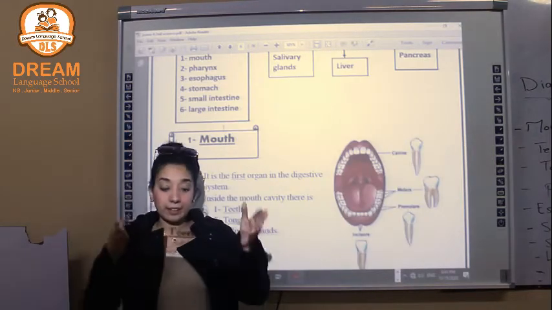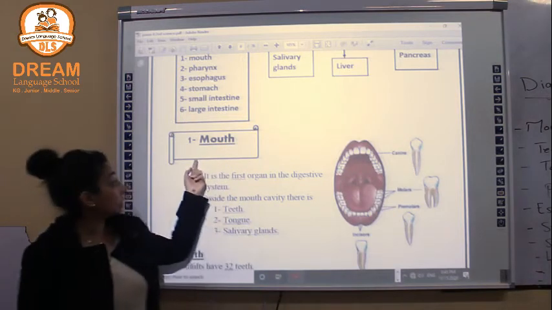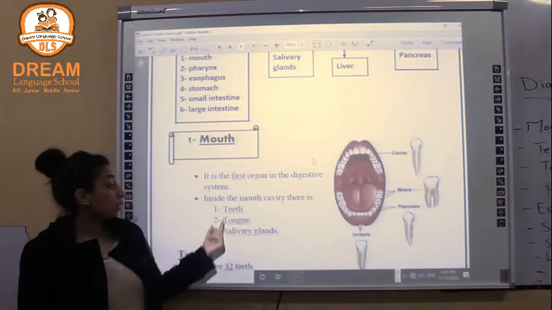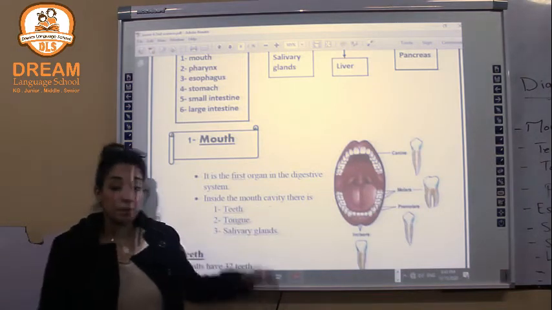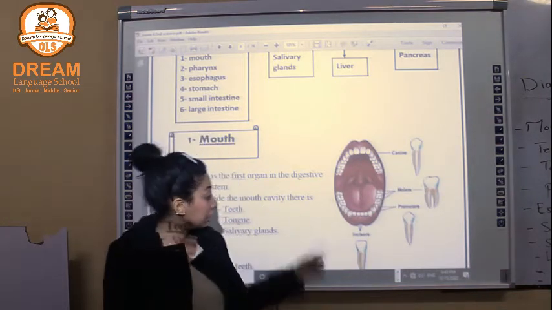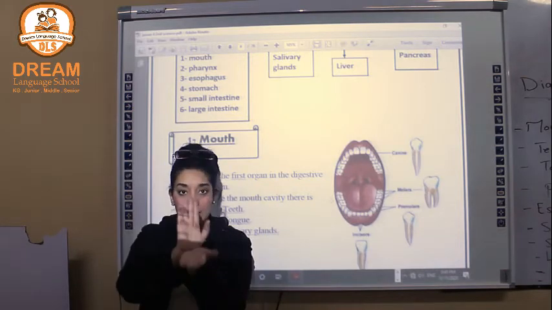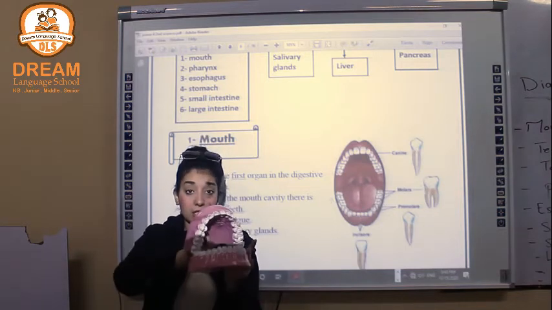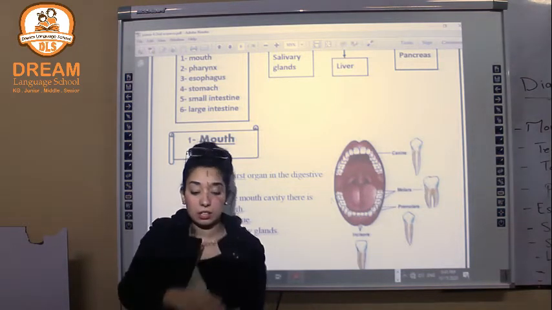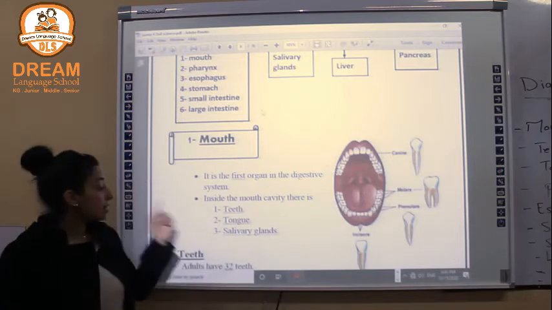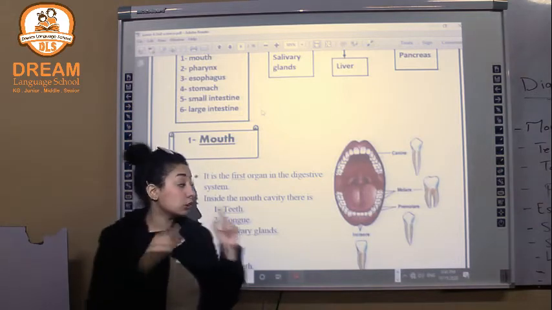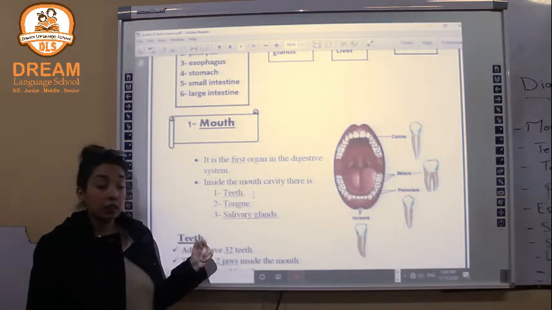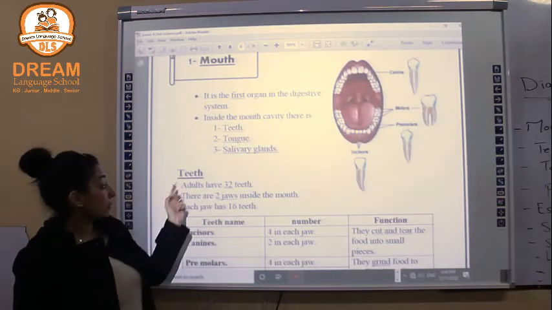So let's start the first part of the digestive system, which is the mouth. Mouth is the first organ in the digestive system. The mouth is like a cavity. The meaning of the word cavity is a space. Inside this space, what is there? Teeth, and inside it the tongue and salivary gland. So inside the mouth: teeth, tongue, salivary gland. Okay, let's start with the teeth.